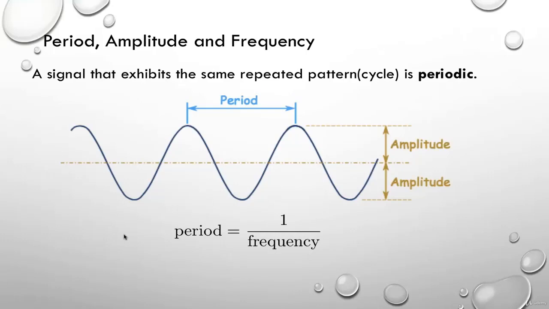We have a function which is periodic. That means that it repeats over and over again. The time that it takes for it to repeat is the period, and the amplitude is the height from the equilibrium to the highest point, and then the period is 1 over the frequency. So let's do an example of this.